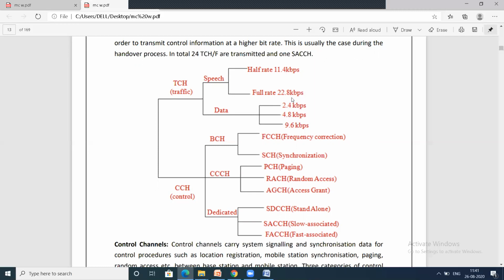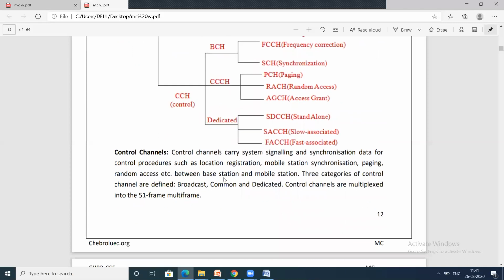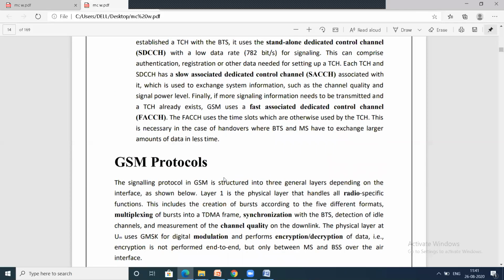And these are all the several classifications of traffic channels and control channels. Traffic channels and control channels, I already told you about all these channels.